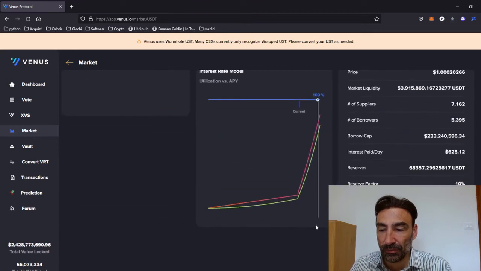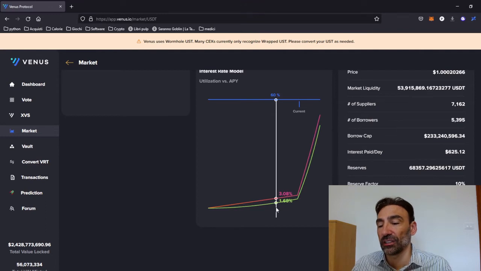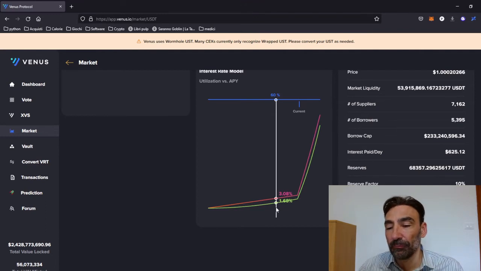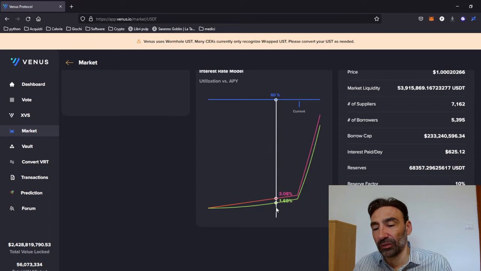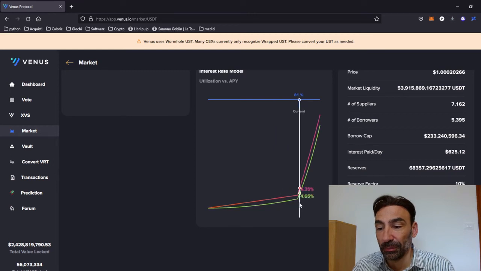Borrow. Okay, this one is the typical one. So up to 80%, the two rates grow very slowly. For example, if 60% of the supply of USDT is used, they give out at 3.08 and receive at 1.68. However, starting from 80%, there is a sharp increase.